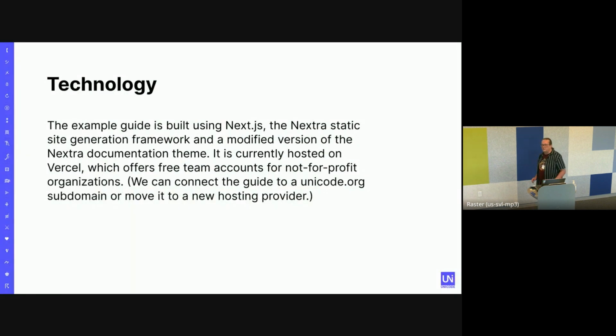So the technology that this initial sample guide is built on is using Next.js, and then it's using the Nextra static site development framework and a modified version of a theme that comes with it. It's currently hosted on Vercel, which offers free team accounts for not-for-profit organizations, but we could always just leave it there and connect it as a subdomain of unicode.org, or we can move it to a new hosting provider, whatever we need to do. It's pretty portable.